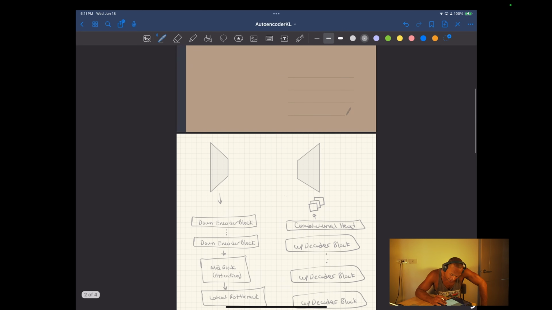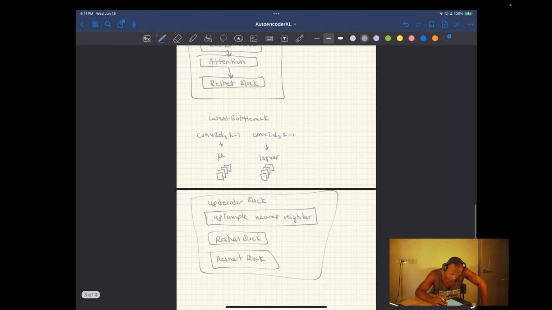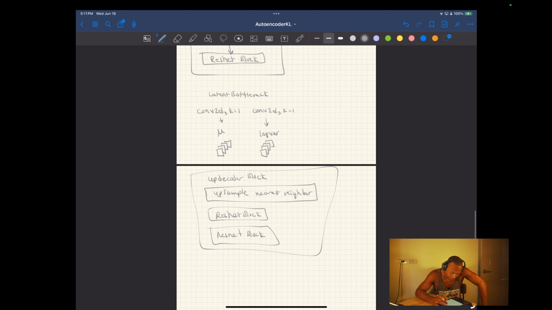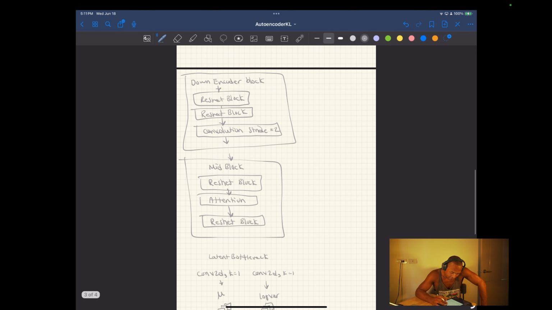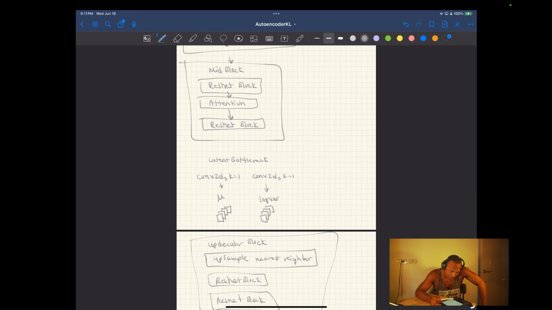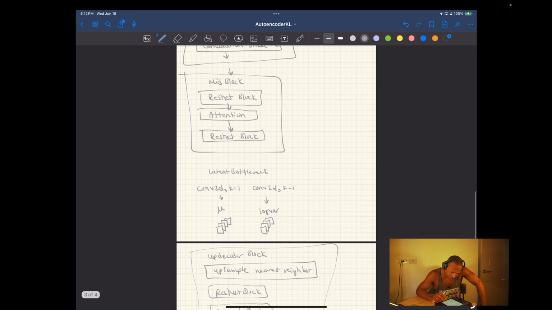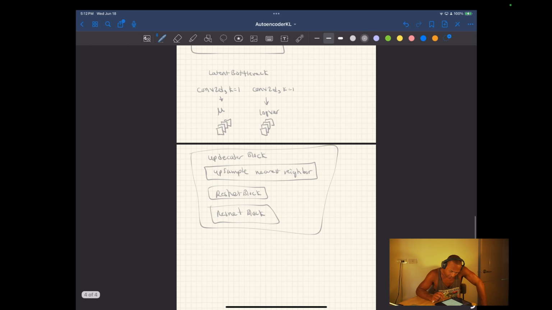So yeah, this is AutoencoderKL, or at least a smaller educational version of it. But it has all the components. It has every single component that AutoencoderKL does, I believe. Or at least the essential components. So yeah, let's get started. Let's start coding this up.